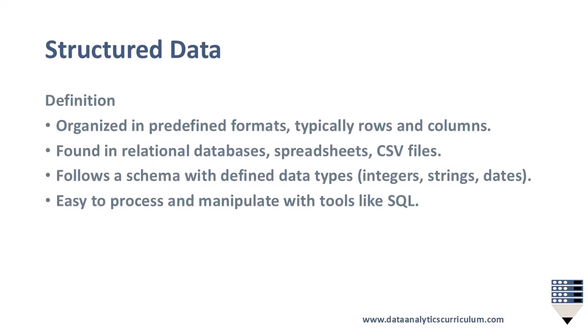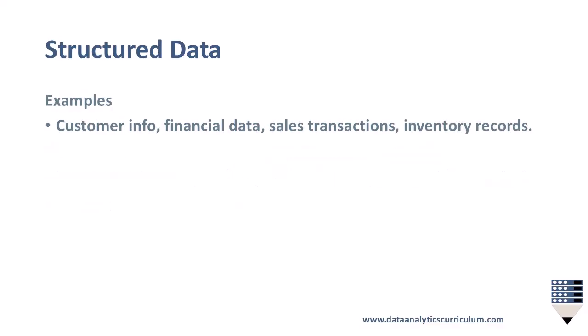Structured data. Definition. Let's start with structured data. Structured data is organized in predefined formats, typically rows and columns, just like in a spreadsheet or a relational database. Each field follows a specific data type, such as an integer, a string, or a date. Because of this clear structure, it's easy to process, search, and analyze using tools like SQL.